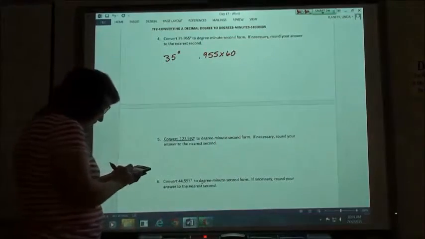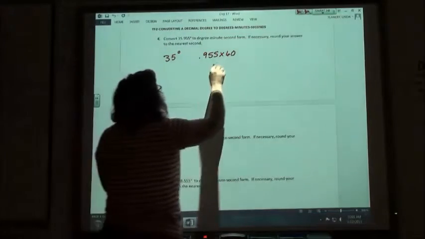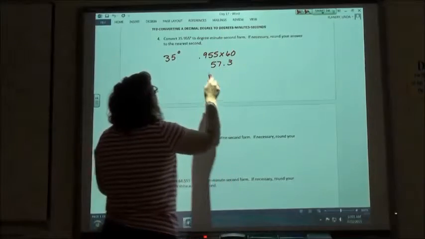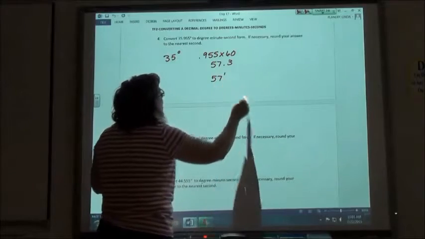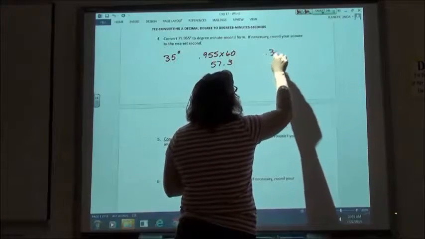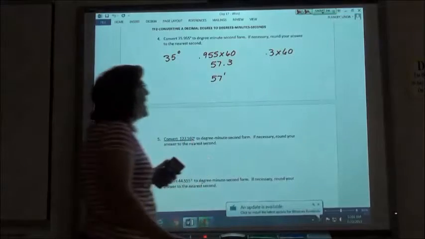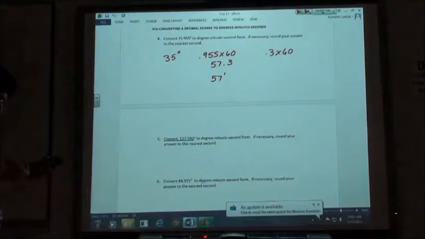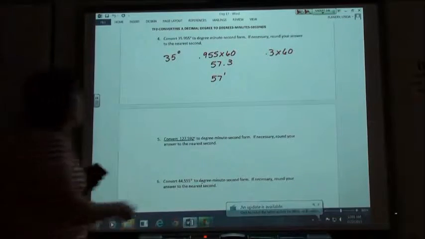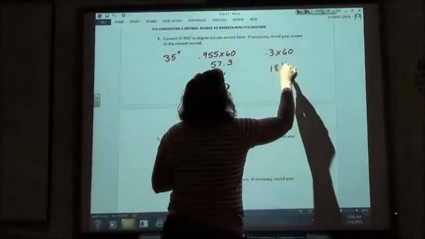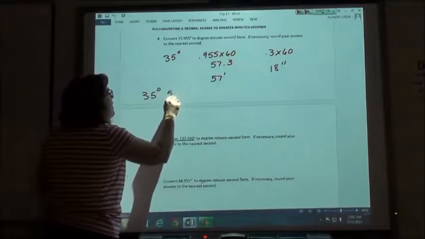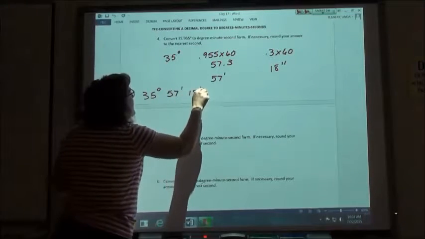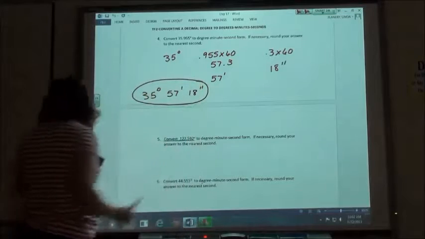So 0.955 times 60 gives me 57.3. So the 57 in front of the decimal is the minutes. I'm then going to take the decimal remainder, the 0.3, times 60 again to change that into seconds. So 0.3 times 60 gives me 18. So we have 35 degrees, 51 minutes, and 18 seconds for our answer.